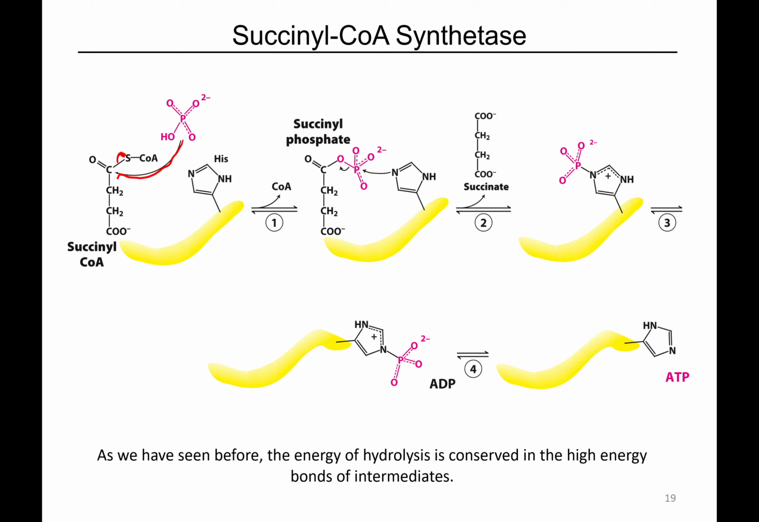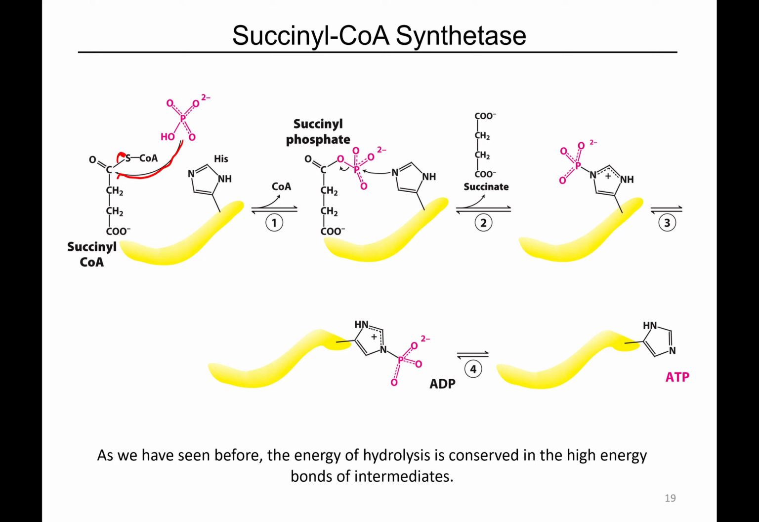Somebody remind me what enzyme used a phosphohistidine in the active site? This is a glycolysis enzyme. The one that converts 3-phosphoglycerate to 2-phosphoglycerate? Mutase, yeah, phosphoglucomutase.